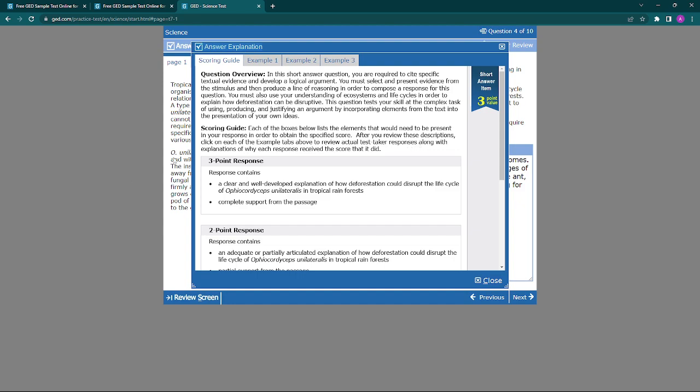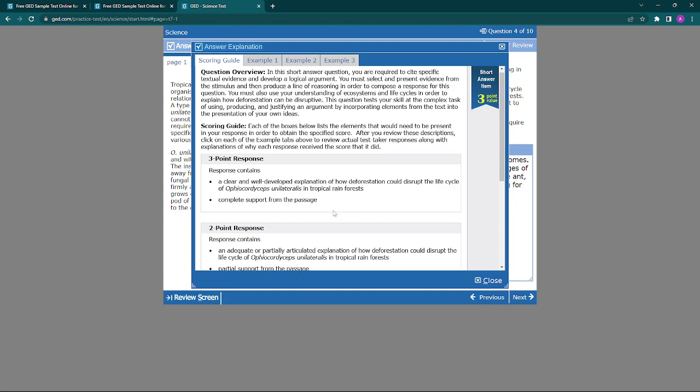Each of the boxes below lists the elements that would need to be present in your response in order to obtain the specified score. After you review these descriptions, click on each of the example tabs above to review actual test taker responses along with explanations of why each response received the score that it did. So already right now I feel like I definitely should have spent some more time on that and really picked through it. But anyways, the response contains a clear and well-developed explanation of how deforestation could disrupt the life cycle in tropical rainforests. Complete support from the passage.